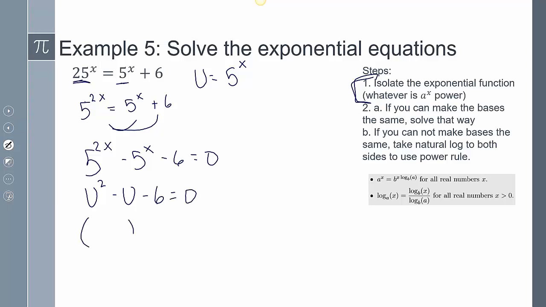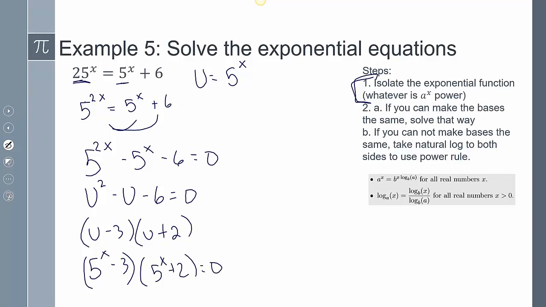And so now this will factor into (u minus 3)(u plus 2), which is (5 to the x minus 3)(5 to the x plus 2), and these equal 0. So I set each one equal to 0. So I can say 5 to the x minus 3 equals 0. Solve for that.